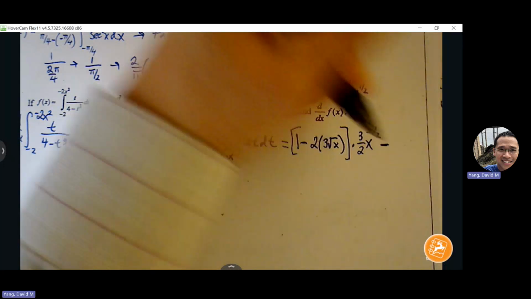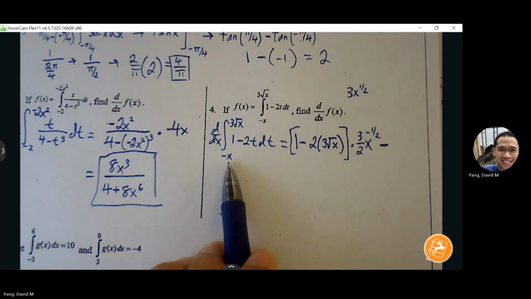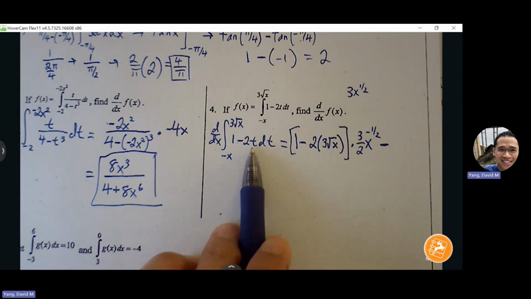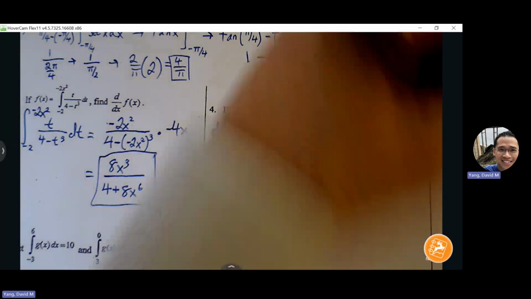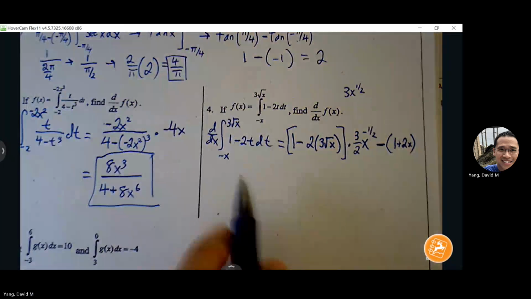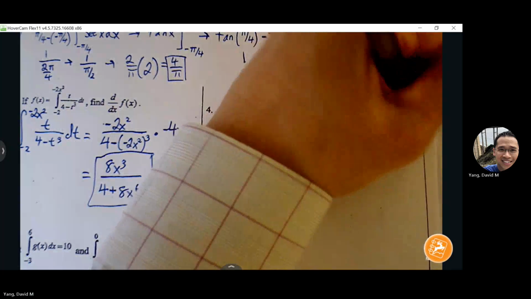Then we do a minus sign. And then we do what? Lower bound in for the t, right? So 1 minus 2 times negative x, which is 1 plus 2x. Times what? Times negative 1.